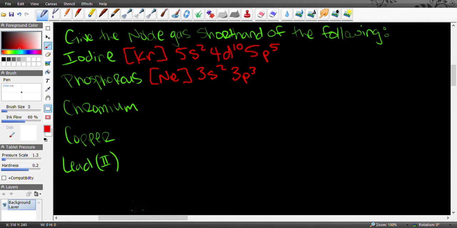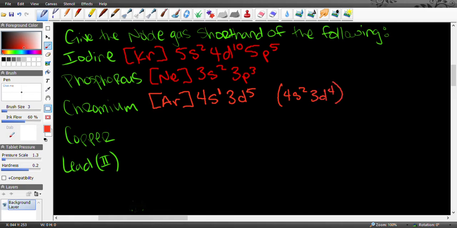Chromium. Now don't forget, chromium is one of these special ones. I'll even change the color for that. Okay. So chromium, we're going to look back at argon, and that's going to be 4s1, 3d5. And it takes one electron from here to fill the d orbital. So you would imagine it would normally be 4s2, 3d4, but it takes this and moves it down to the d orbital. So this is your correct answer right here.